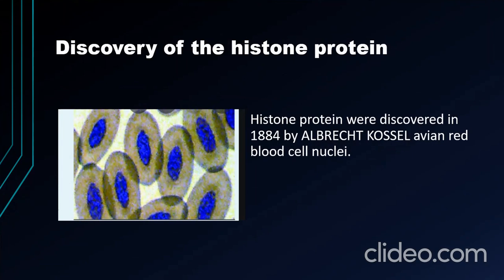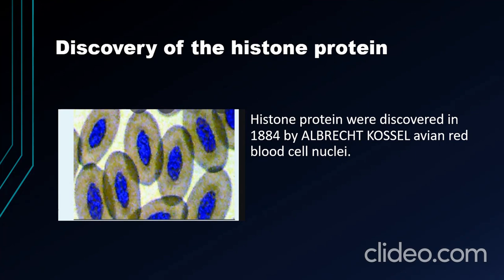Now coming to the discovery part of the histone protein. Histone proteins were discovered in 1884 by Albrecht Kossel inside the avian red blood cell nuclei. Generally, red blood cells are not nucleated, but in avians they are nucleated. And to our surprise, they responded to the stain named DevQuick. The blue stain was observed.